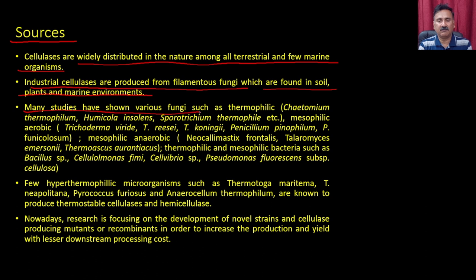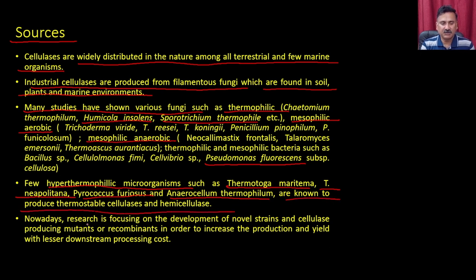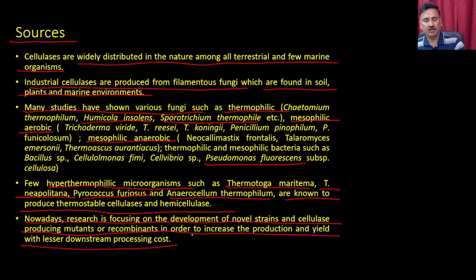Many studies have shown various organisms such as thermophilic Humicola insolens, Sporotrichum, mesophilic aerobic and mesophilic anaerobic organisms, as well as Pseudomonas fluorescens, have a significant role in the production of cellulases. Few hyperthermophilic organisms such as Thermotoga maritima, Thermotoga neapolitana, Pyrococcus, and the anaerobic Clostridium thermocellum are known to produce thermostable cellulases and hemicellulases. Nowadays, research is focusing on the development of novel strains and cellulase-producing mutants or recombinants in order to increase the production and yield with lesser downstream processing cost.